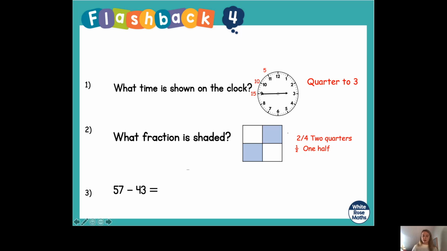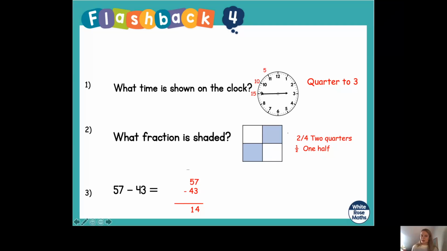Okay, now number 3. 57 subtract 43. Now I recommended you use column subtraction for this question, so I am going to use it myself. Okay, so let's start with the ones. Well, we can see that we've got 7 ones subtract 3 ones. Now what's 7 subtract 3? Yes, it's 4, isn't it? So there we go. We have got 4 ones. What about the tens? Well, we've got 5 tens subtract 4 tens, which is 1 ten. So there we go. 57 subtract 43 equals 14. Okay, fantastic. So now let's move on to today's learning.